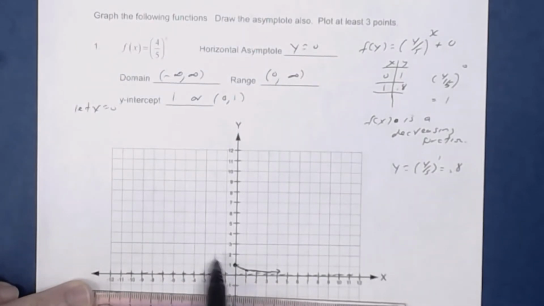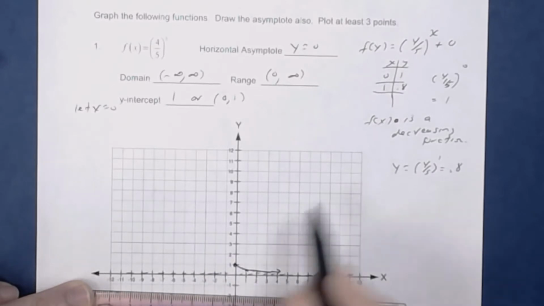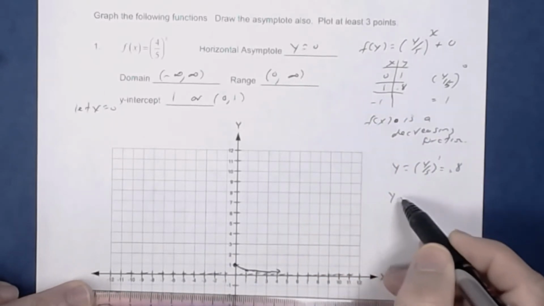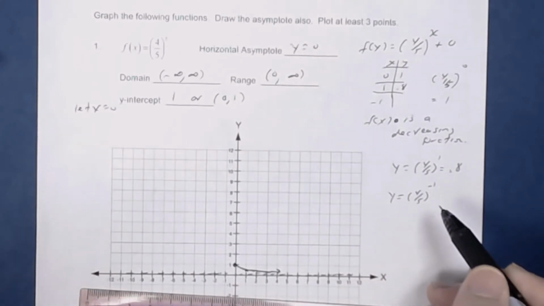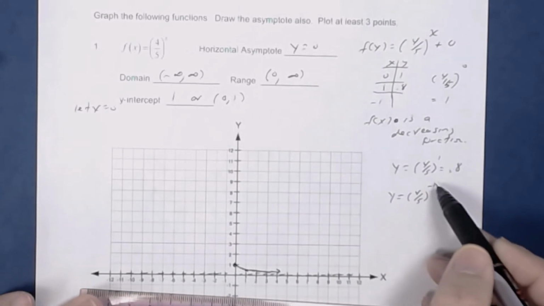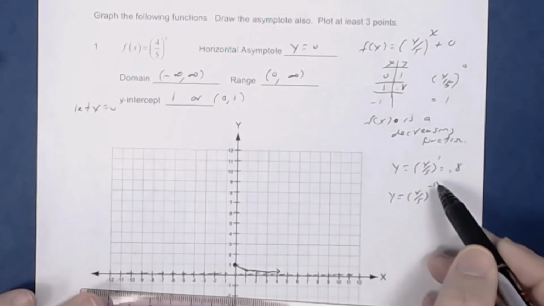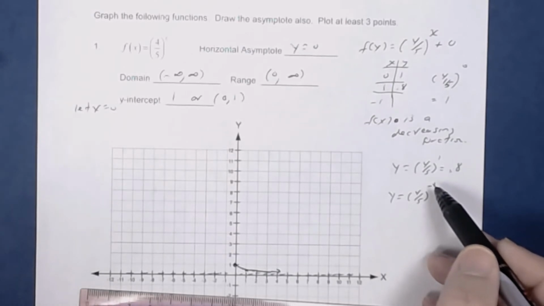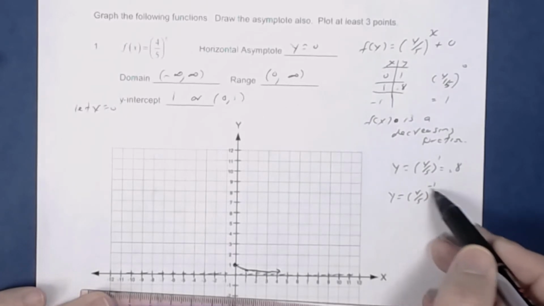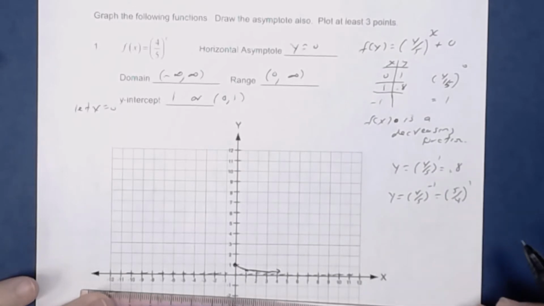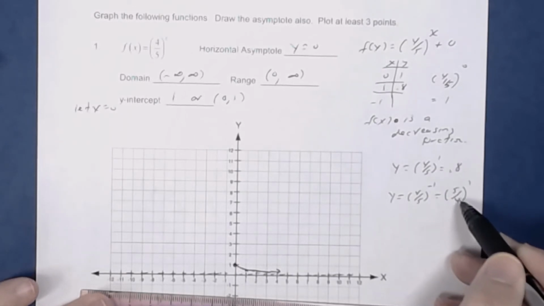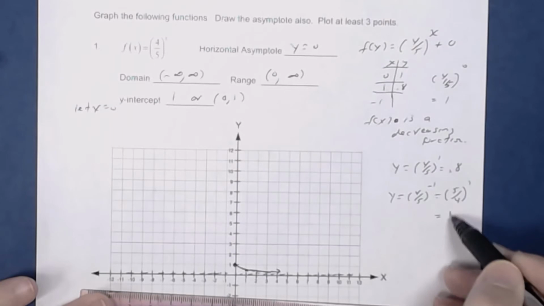Now I'm going to use the calculator to help me on this side. So let's pick -1. I want you to think about this: y equals 4/5 to the negative first power. Some of you may remember from a previous course that if you have a fraction raised to a negative power, you can make that power positive by taking the reciprocal of the fraction. So that's 5/4 to the first, which as a decimal is 1 1/4, or 1.25.